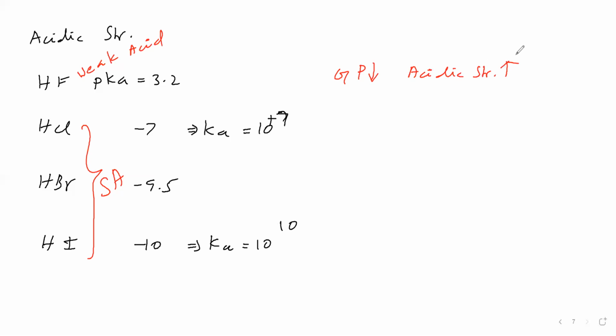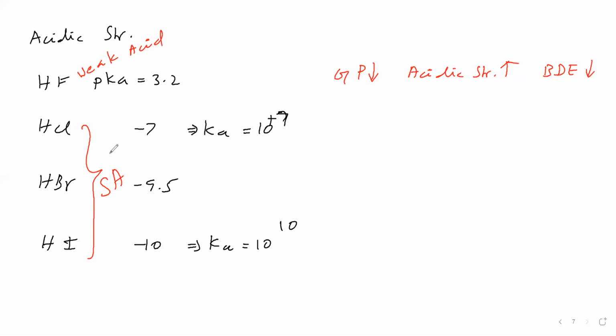This we cannot explain using electronegativity. Using bond dissociation energy we can explain. Down the group, bond dissociation energy decreases. That means here we can break the bond easily, therefore it is giving H plus easily, therefore its acidic strength is high when compared to others. So down the group, bond dissociation energy decreases, therefore acidic strength increases, like that we can say.